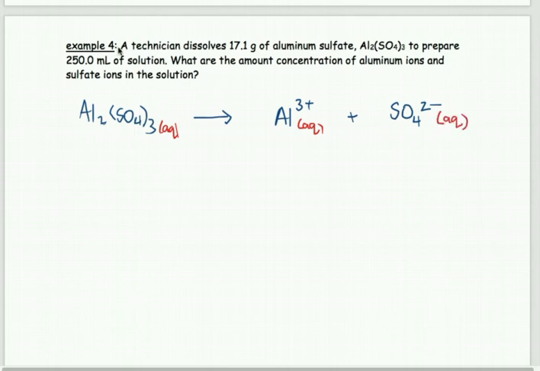Okay, and with the dissociation equation, just like the other reaction equations, you can balance it. So see how we have 2 aluminums here, so we need 2 here, and see how the sulfates, we have 3 of them, so we're going to write 3 here, so then it balances out.